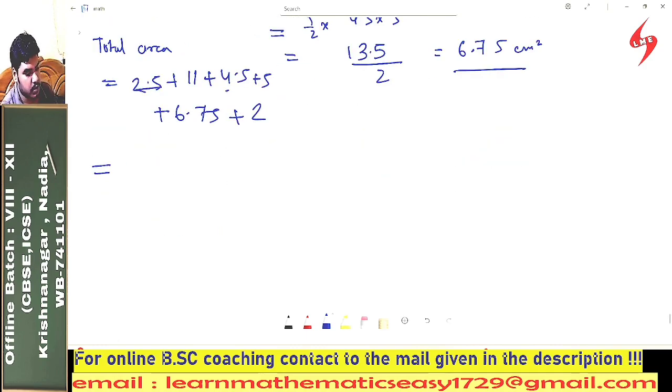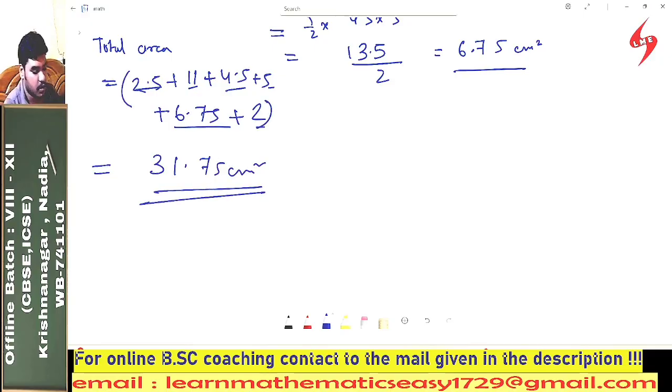So this plus this is 7. 7 plus 11, 18. 18 plus 2, 20, 25. 25 plus 6.75, that is 31.75 cm square. So this is the total area of this given polygon.